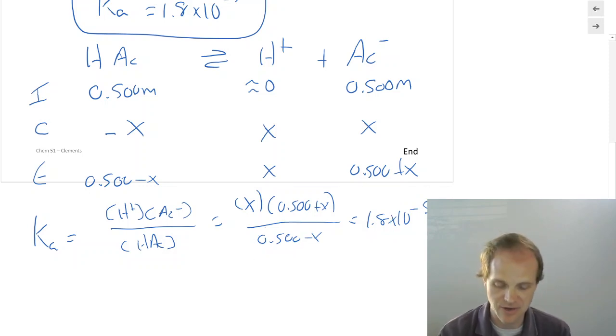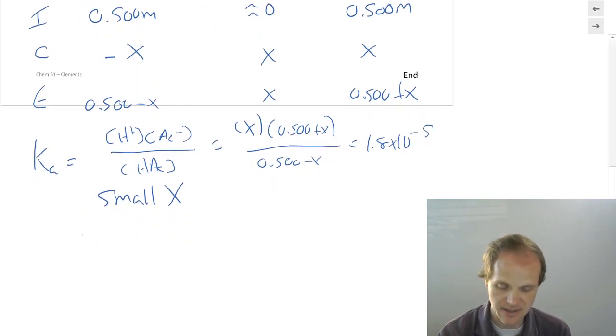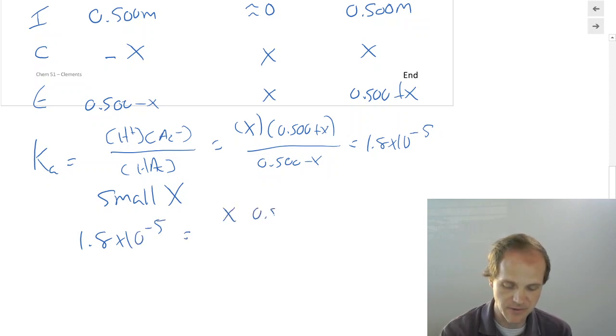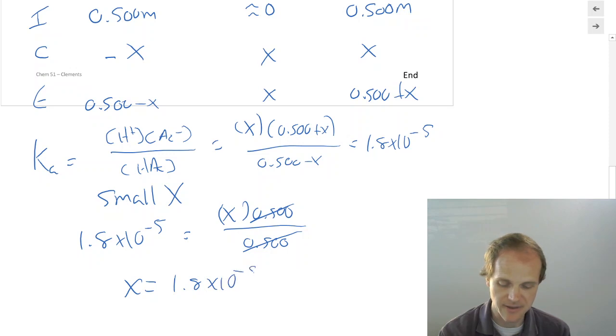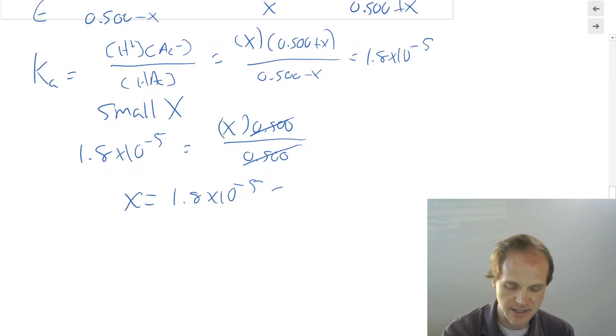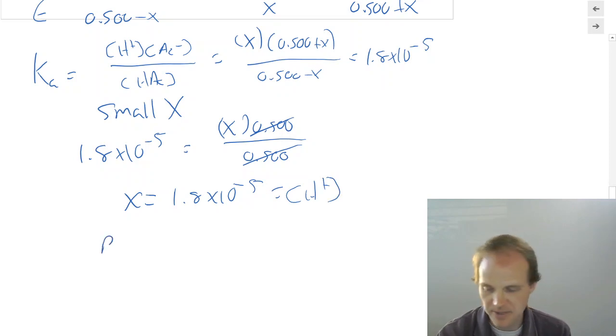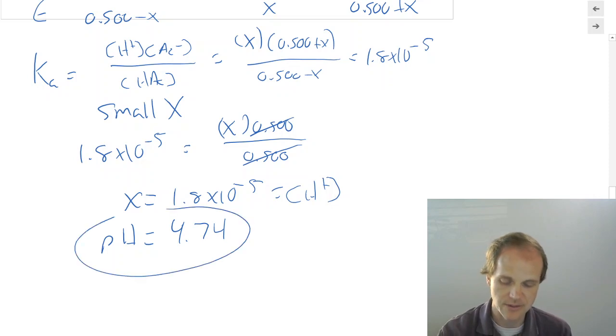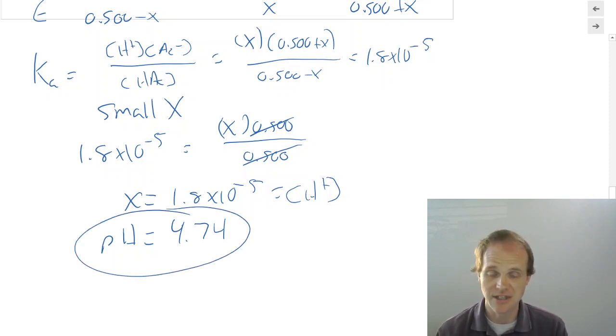That's a great time to try the small x assumption. So we're going to go ahead and do that. Small x there. And we get that 1.8 times 10 to the minus fifth is x times 0.500 over 0.500. These guys cancel. And we just get that x is 1.8 times 10 to the minus fifth. All right, that was pretty easy. That's our H plus concentration. And so our pH is going to be the negative log of that, which is 4.74. So we get a slightly acidic solution here when we mix HAC and AC minus just using our ice table.